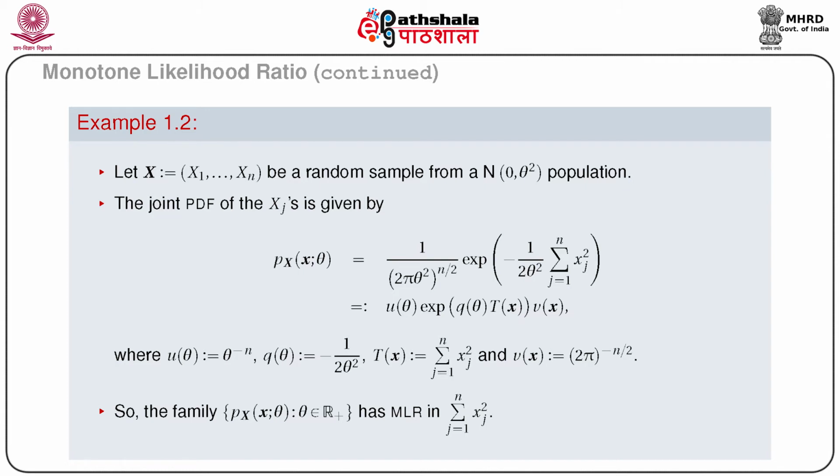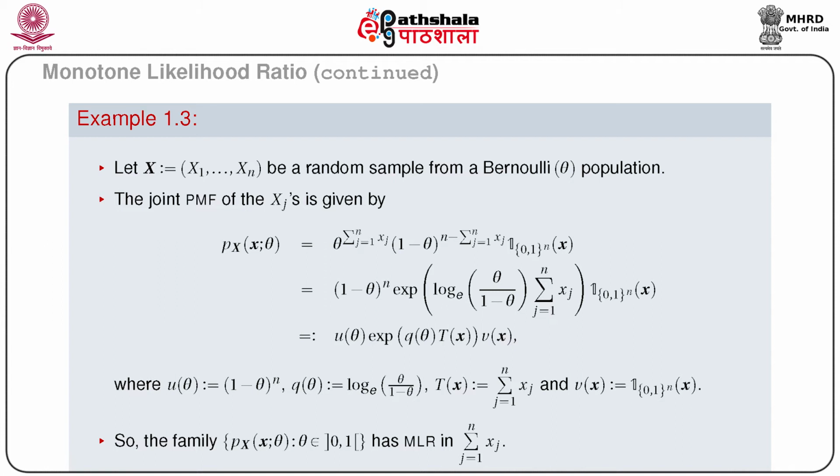Now, if we set u(θ) = θ^(-n), q(θ) = -1/(2θ²), T(x) = Σ_{i=1}^n x_i, and h(x) = (2π)^(-n/2), then we see that P(x,θ) has MLR in Σ_{i=1}^n x_i².